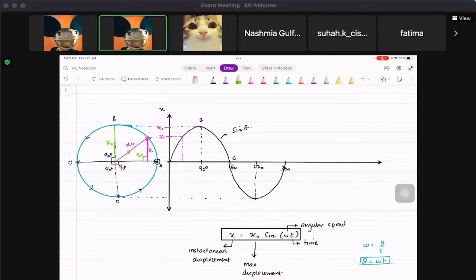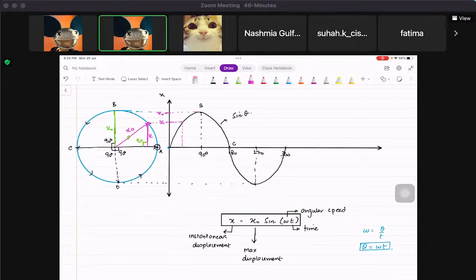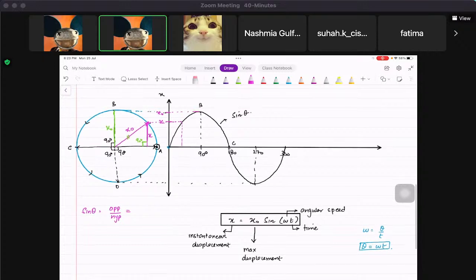And now please look at this. I could say that sine theta is basically opposite over hypotenuse. That's maybe what you learned in AS. The opposite of this triangle that I'm looking at is x, and the hypotenuse is x naught. So if I multiply by x naught, x will be equal to x naught sine theta, whereas I know that theta is omega t, so I'm going to replace this. So x equals x naught sine omega t, and hence I get this equation. Do you guys understand this? Yes, sir.